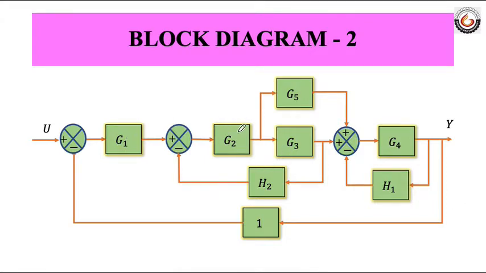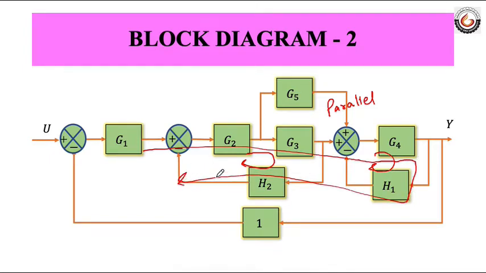It has about 1, 2, 3, 4, 5, 6, 7, 8 blocks. So each block has its own transfer function and you can see there are 3 feedback loops and 1 parallel combination. This is my parallel block combination, this is my one loop, this is my another loop, and this complete one is my third loop. Okay, so now what we will do is we will simplify the block diagram using rules of block diagram algebra.